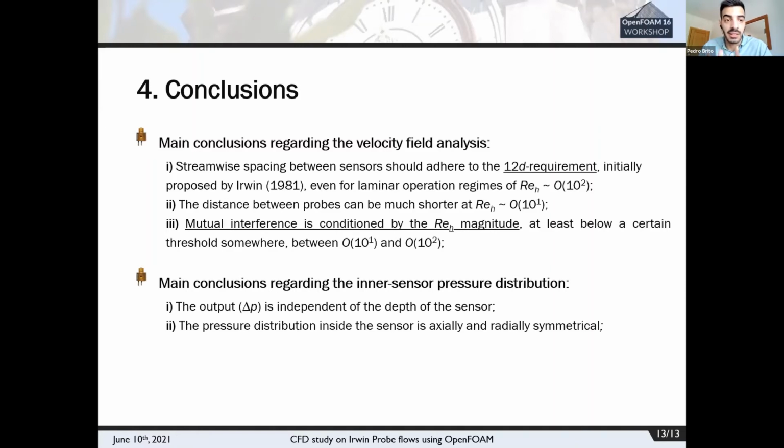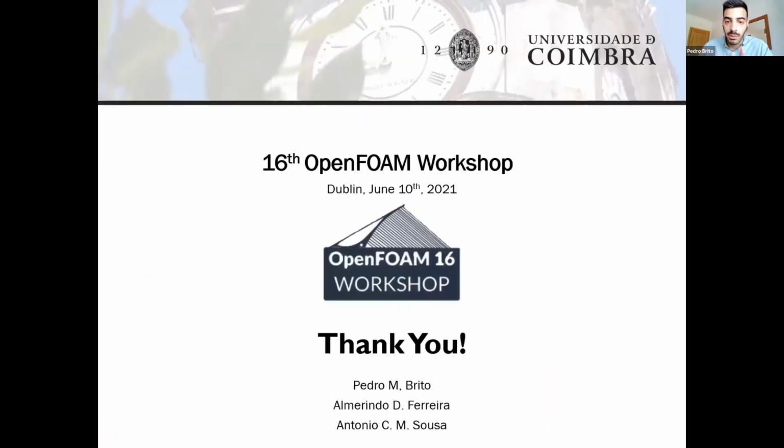In what relates to the velocity, and relating to the pressure, we can say that the pressure distribution inside the sensor is both axially and radially symmetrical, and that the pressure output is sort of independent of the depth of the sensor. So that was the presentation.